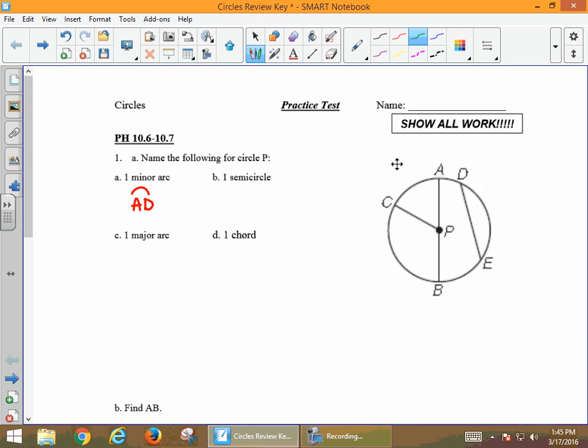1B says name a semicircle, so it has to be halfway around the circle. We do need to dictate which way we go. So if I start at A, and I'm going to end at B, and I'm going to go along the left side, in order to name that left semicircle, I do need 3 letters for any semicircle. A is where it starts, C is what it goes through, and B is where it ends. So semicircle ACB.